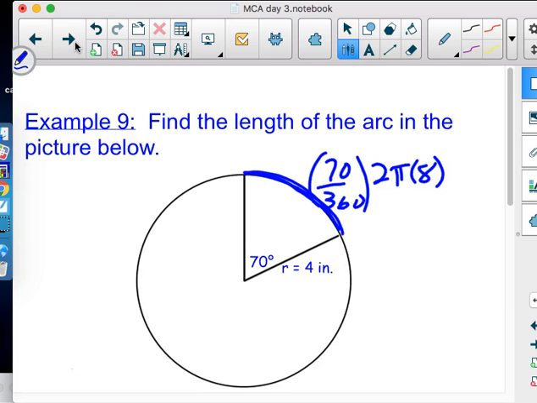And then they'd probably give the answer as a decimal. So we would want to punch it in. All right, calculator, I need 70 divided by 360, parentheses, times 2, times pi, times 8. Blammo. Whoops. 70 divided by 360 times 2 times pi times 4. Oh, I did pi d in my noggin, and then I wrote down that. There we go. 4.89 inches.